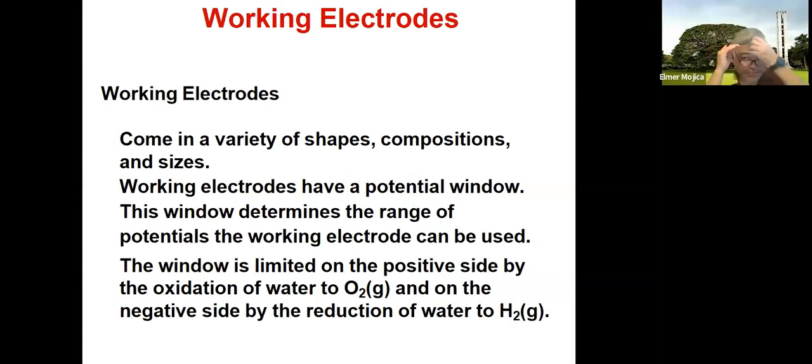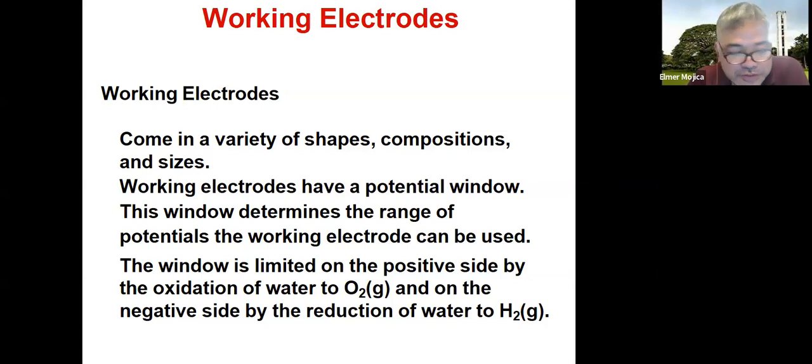Now, let's look at what we call working electrodes. Working electrodes can come in a variety of shapes and compositions. We already discussed the reference electrode, so whatever we discussed about the reference electrode is applicable to this method. The working electrode that we use in voltammetry takes a variety of shapes, compositions, and sizes.